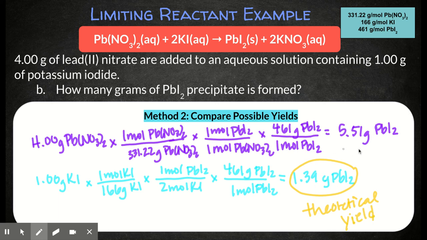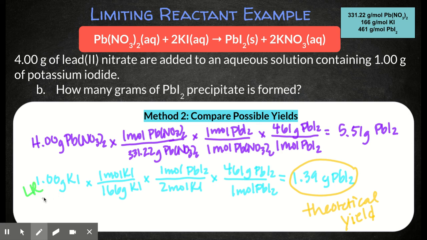I can't make 5.51 grams of PbI2 because I don't have enough KI. It can't make that much. If all of this reacts, it can only make 1.39 grams of PbI2. That is the maximum that can be made. Those other 4 grams or so are not possible to be made. It's like saying I don't have enough eggs to make those 2 batches of cookies. I only have 3 eggs and I need 4. So I can't make 2 whole batches of cookies. And so what this means is whichever reactant gives you the smaller mass, the smaller theoretical yield, then that is your limiting reactant.